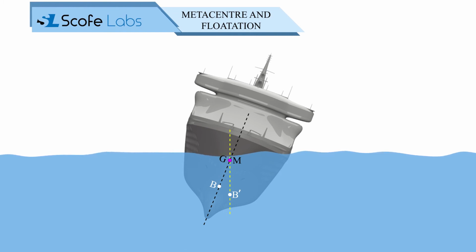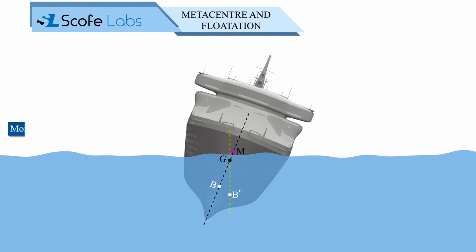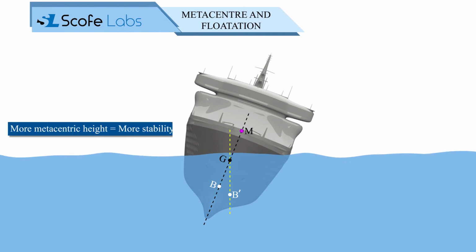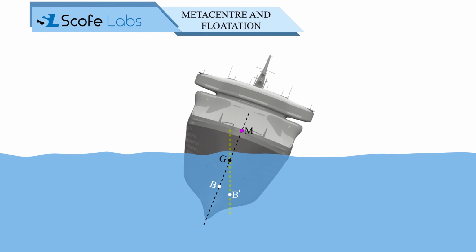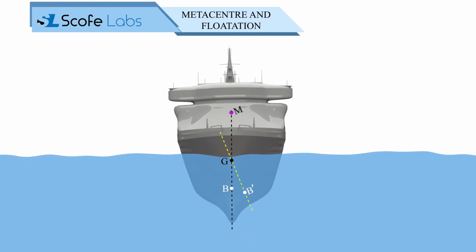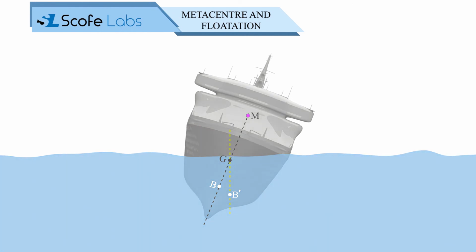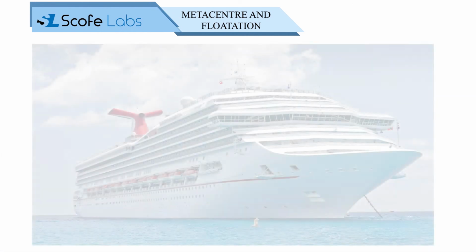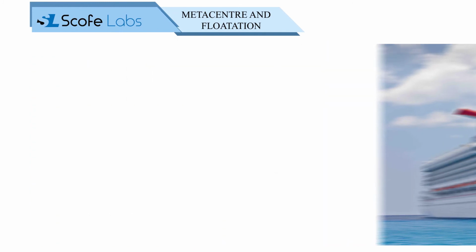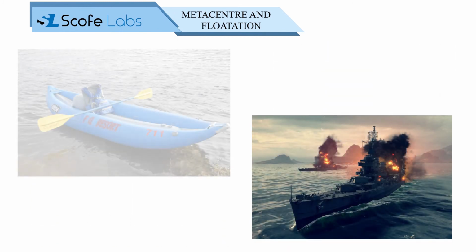This is typically used while designing ships. The higher the metacentric height, the higher the stability. But if the metacentric height is kept too large, it will tend to cause continuous oscillations, resulting in discomfort to passengers. Hence, passenger ships have lower metacentric height as compared to warships and rafting boats.